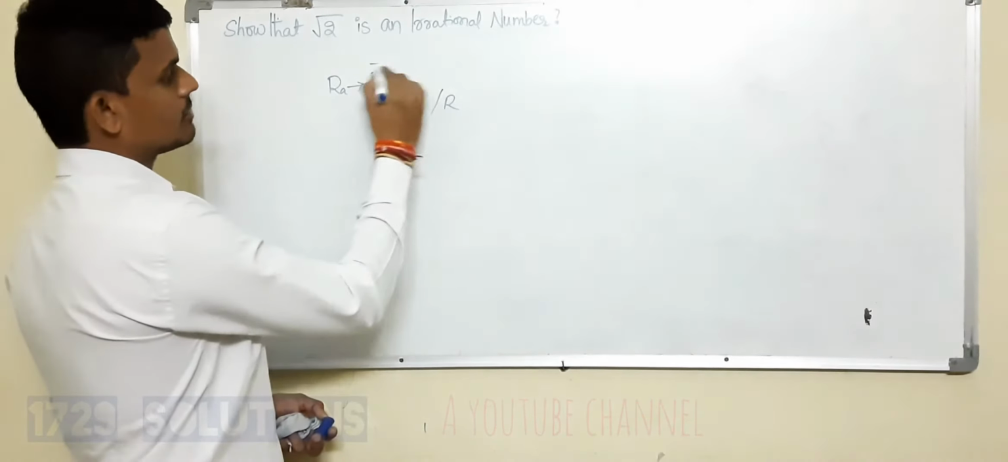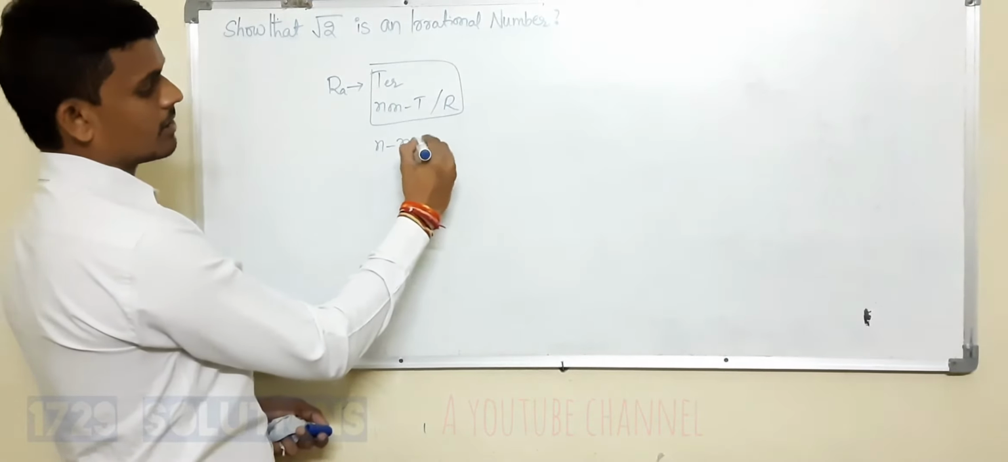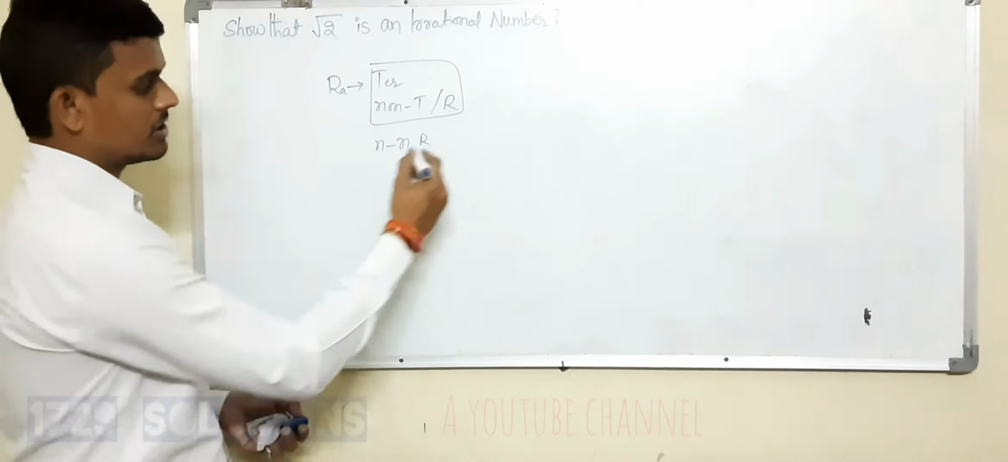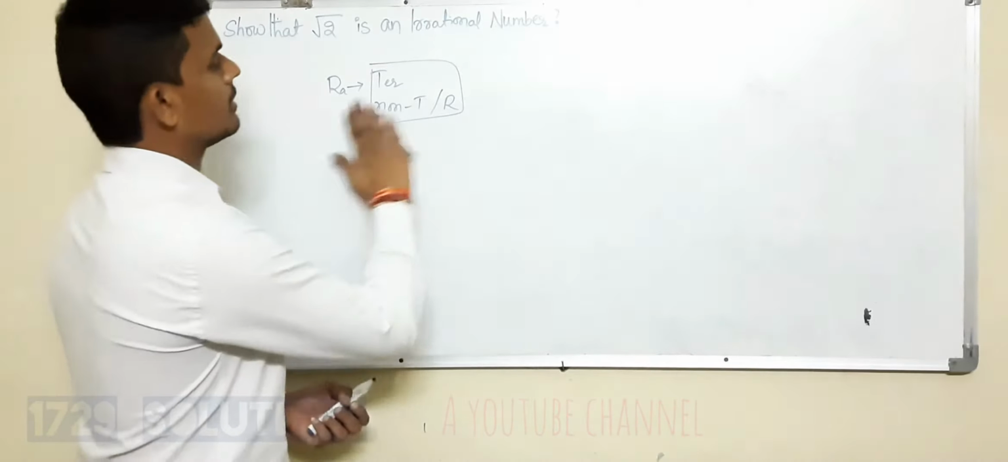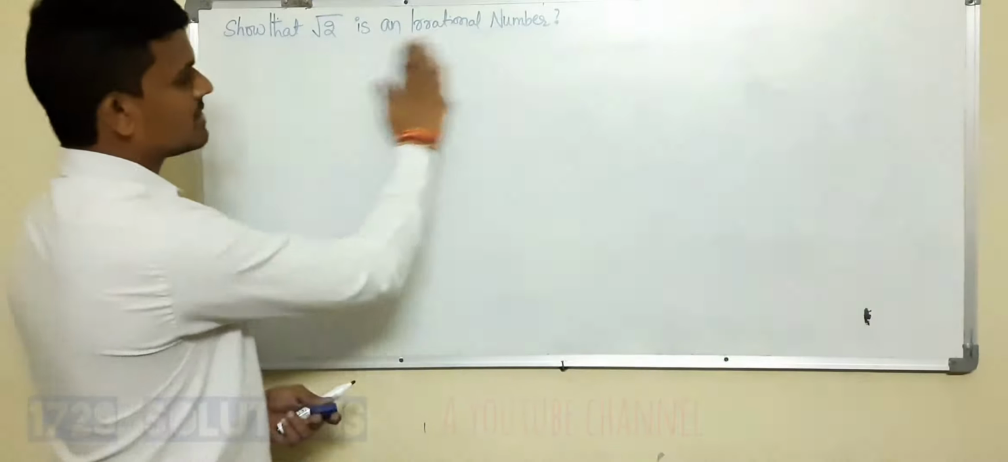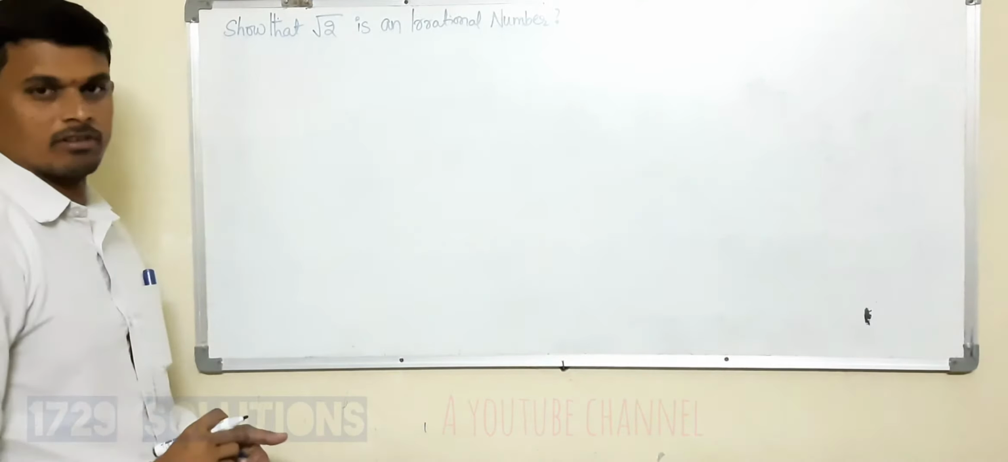Other than these two, the other decimal form is non-terminating, non-recurring decimals. These types of numbers are called irrational numbers. You already know this. So let's discuss why root 2 is an irrational number. This is a topic of 10th class, very important for 4 marks.